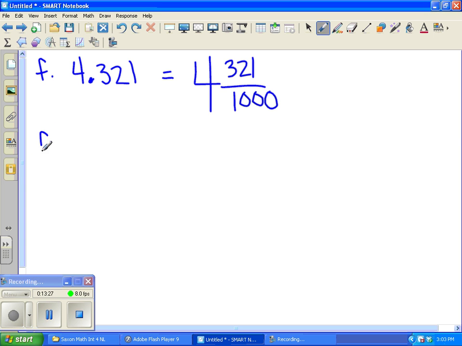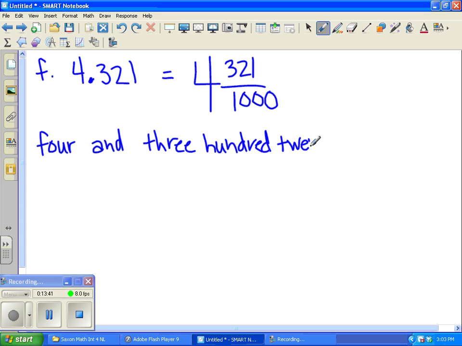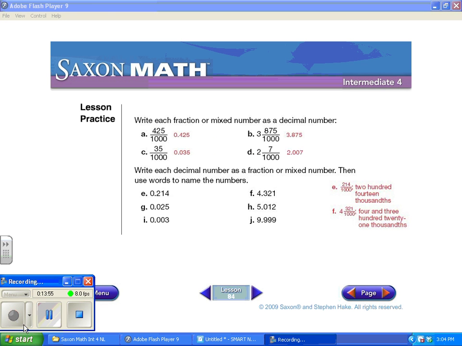And here's how you spell it. 4 and 321 thousandths. I hope I can fit it in here. I did, just barely. Now let's take a look at G. Ooh, look at this, it's tricky.